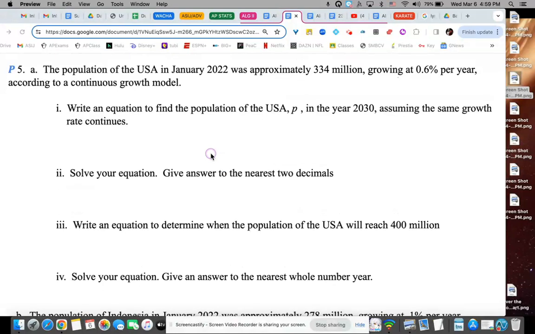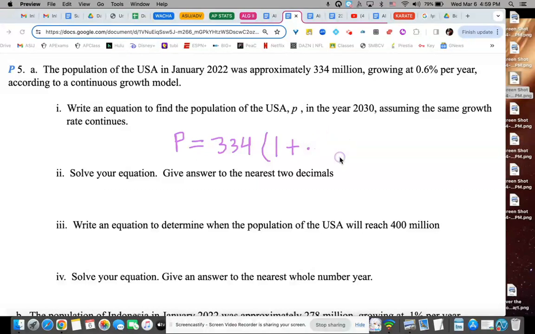All right, number 5. Now we're on population growth and decay. So we have 334 million people in the U.S., and we want their population. So population P, we started with 334 million. I can just write 334 and then just remember that this is in millions. We're going to grow at 0.6% per year. So this is 1 plus 0.06 per year.